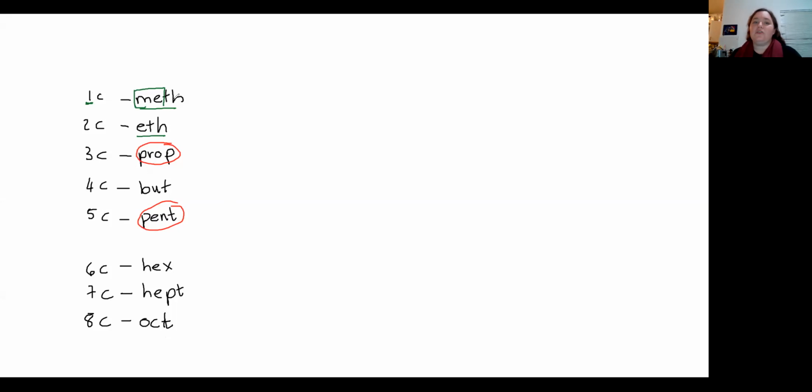Okay, and that is going to be what we call the prefix of any naming that we do. So I'm going to break down nomenclature for you just now. We're going to look at exactly how we name things. When we name things, it's very important that you remember to count the number of carbons.